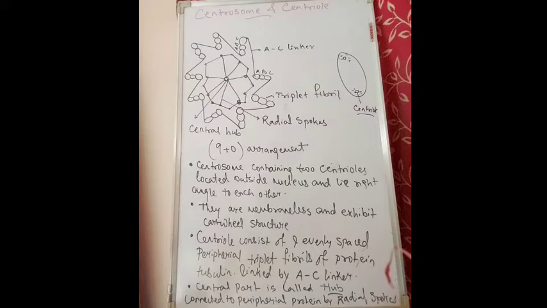Now see, on the right side I have drawn a cell where I have shown the centrioles arranged in two opposite poles. That means they are always present at 90 degrees to each other. And if we see the structure of a centriole or centrosome under an electron microscope, it will show a cartwheel appearance. So see, I have drawn it there.